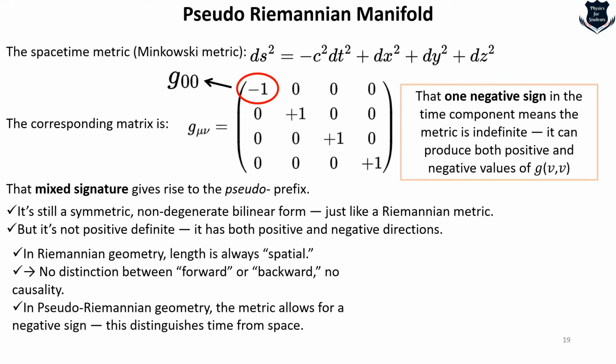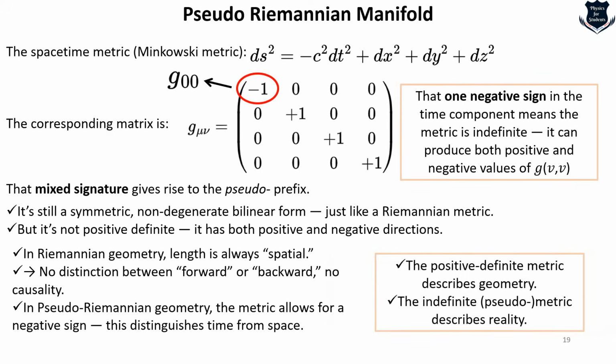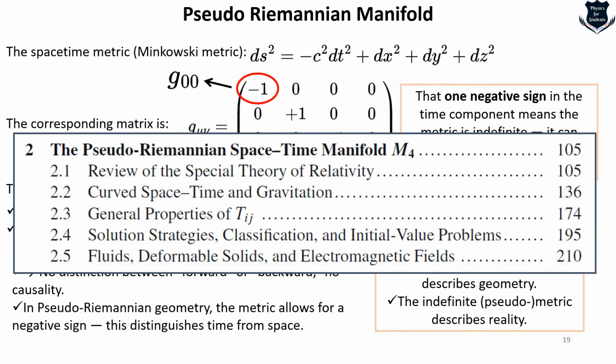So in Riemannian geometry, length is always spatial, with no distinction between backward and forward movement, no causality. But in a pseudo-Riemannian manifold, the metric allows for a negative sign which distinguishes time from space. So a positive definite metric describes geometry, and the indefinite or pseudo metric actually describes reality. The second part of the book talks about this, the pseudo-Riemannian manifold. We learned the manifold first, then we learned tensor analysis on the manifold. We saw what free fall and parallel transport are. Now we are learning what a pseudo-Riemannian manifold is.